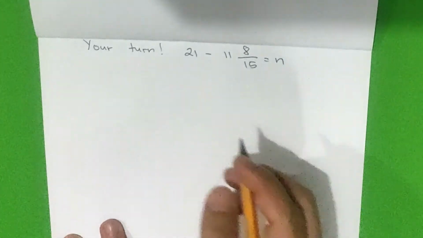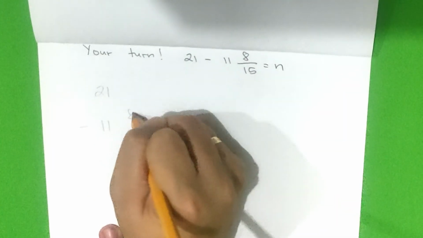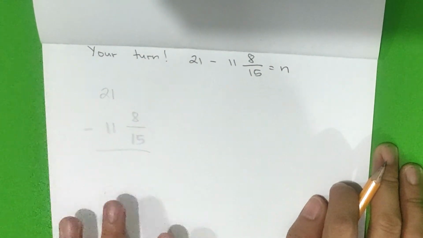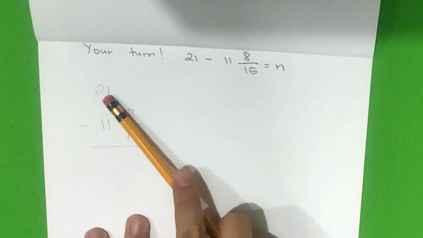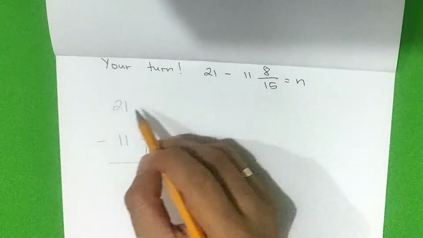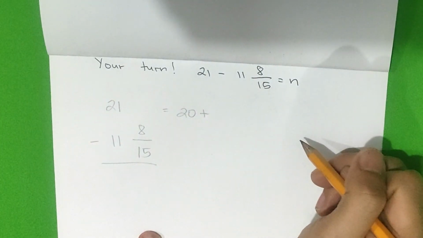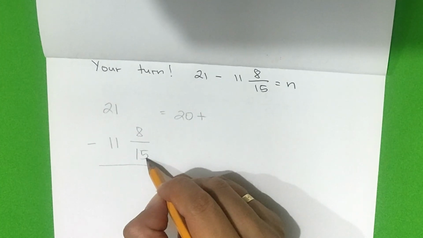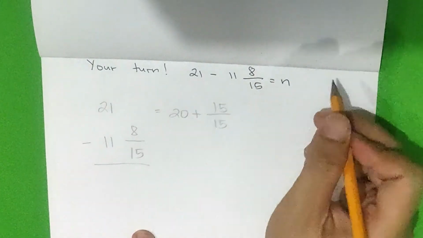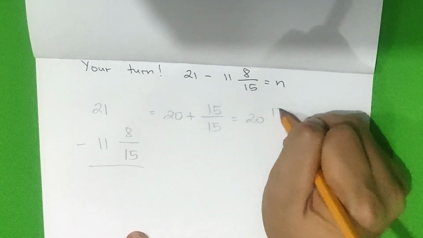Our first step is to align the whole numbers. 21 minus 11 and 8/15. So the next step is to rename the whole number minuend as a mixed number with a fraction similar to that in the subtrahend. So let's reduce 21 into 20. Let's write an operation sign and copy the denominator of the subtrahend, which is 15, as the numerator and the denominator. Let's add. 20 plus 15/15 will be 20 and 15/15.